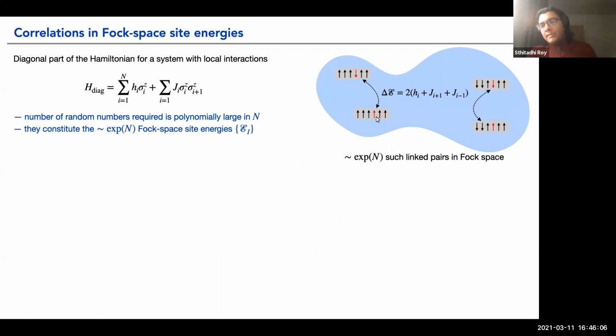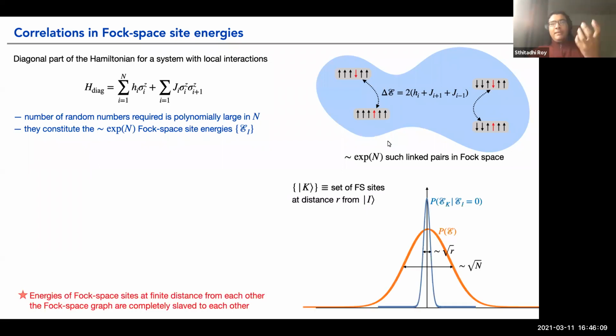What this also tells you is that if I take a spin configuration and I flip r spins and get to another spin configuration, let's say I call the initial one i, and then I go to k by flipping any of the r spins. Then if I were to plot the conditional probability distribution of these E_k given E_i is 0, I will get a Gaussian with a width which scales as the square root of r. Now, on the scale of the distribution of all the Fock-space site energies, which scales as square root of n, this is extremely narrow if r is finite and I take the system size going to infinity.